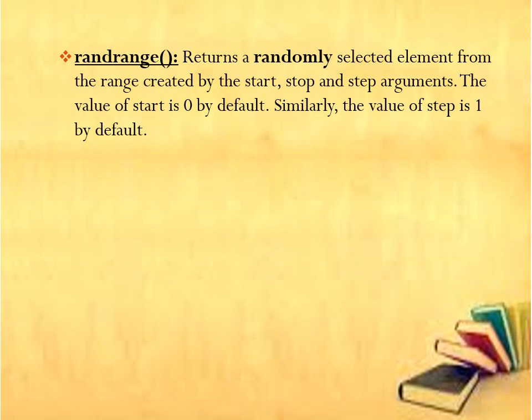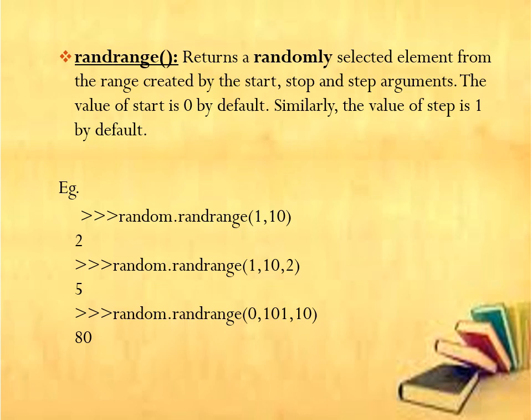Our next function is the randrange function. It returns a randomly selected element from the range created by the start, stop and step arguments. The value of start is 0 by default. Similarly, the value of step is 1 by default. Example, randrange function 1, 10. Here 1 is the start value, 10 is the stop value, and I am not specifying any step, so it will take the default step 1.